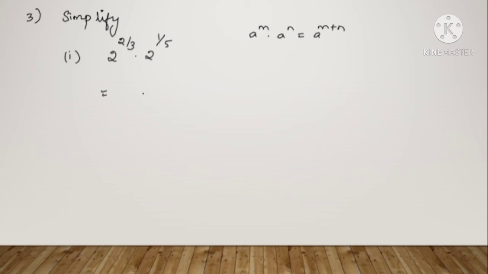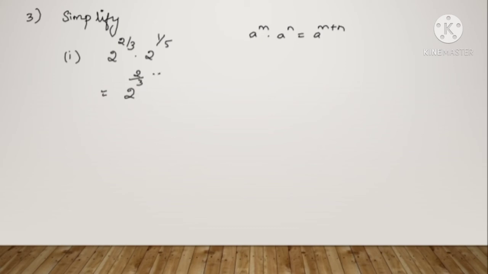Next, sum number 3. Simplify. First subdivision, 2 to the power 2 by 3 into 2 to the power 1 by 5. As we already discussed, if the base is same, we can add the power, that is a power m into a power n is equal to a power m plus n. So the same concept, the base is same, so we can add the power.